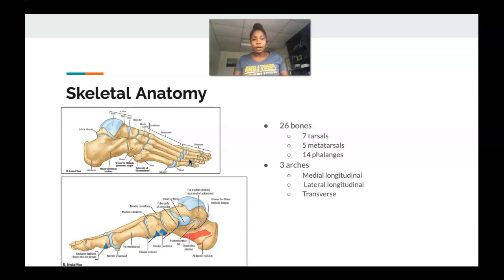I hope so. Okay, next on the foot, in terms of topographical anatomy, we have arches. I think the most common, most visible arch is the medial longitudinal arch, and as the name implies, it's on the medial aspect of the foot. But we have other arches.